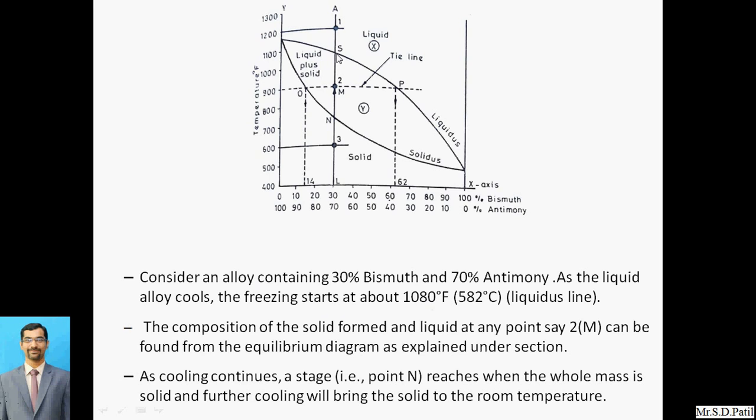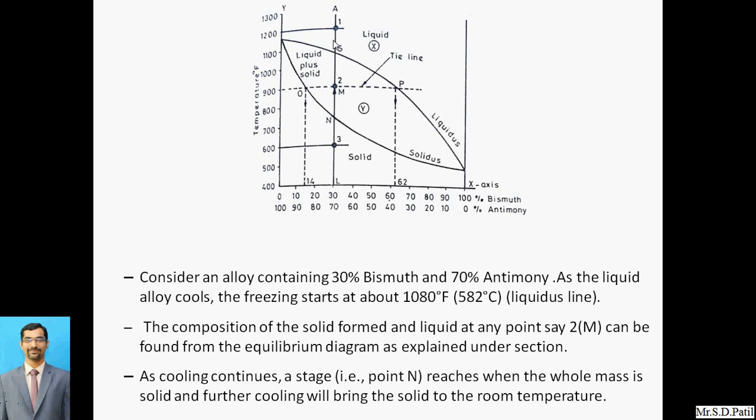So freezing start means it has started to convert into the solid state. So when the composition is 30/70, at 1080 the freezing will start, meaning liquid is starting to convert into the solid. It is not 100% converted into the solid, but it just starts the transformation from liquid to solid.